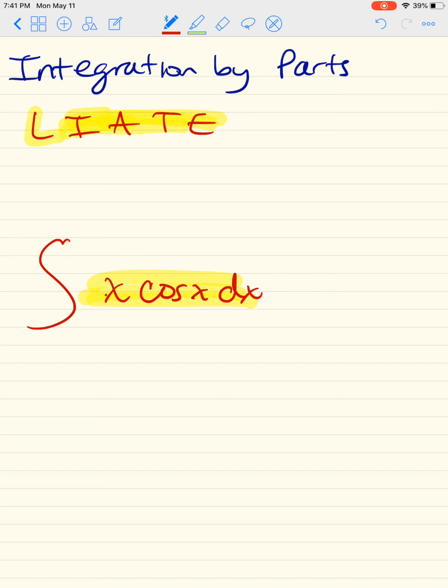That means that if you are working with the natural log, or an inverse trig, or an algebra, which is x squared, and so on, a trig, or e to the x, or any exponential function, whatever comes to the left of the other letter is what goes on the left side. So what do I mean by that?